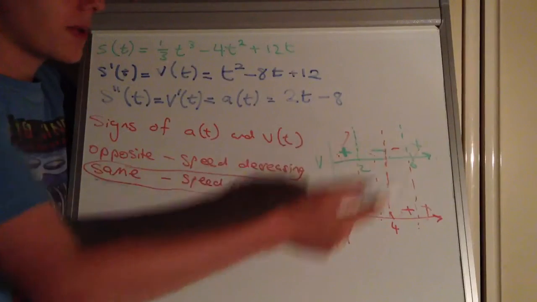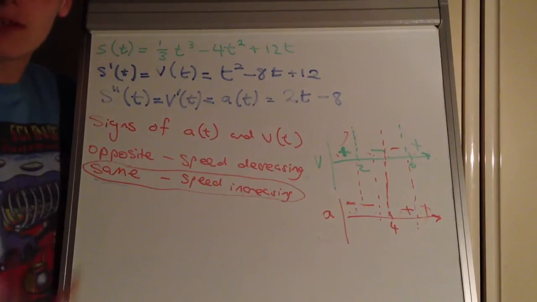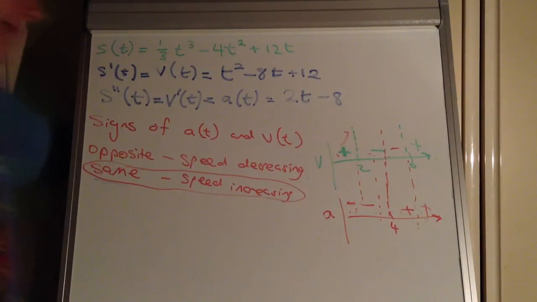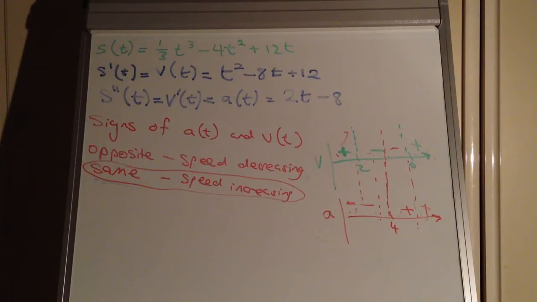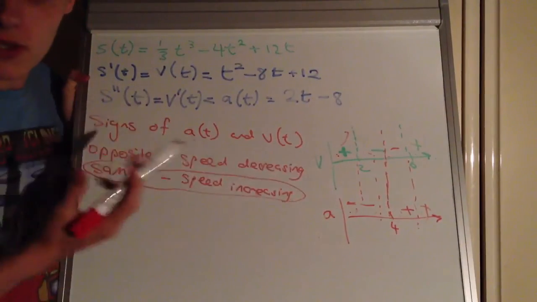And then lastly, we have a positive, and then we have a positive left over. So we do want that, because the signs are the same. So the object's getting faster, speed is increasing. Okay, so now that we've gone through that, it's time to represent that. When t is less than 2, we have a negative and a positive, so that's bad.